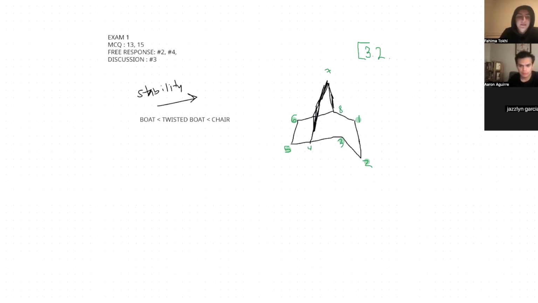Let me change the color. Right here, when it's straight, there are no carbons that we're numbering. So we would name that as zero. There are no carbons in the center. Does that make sense?